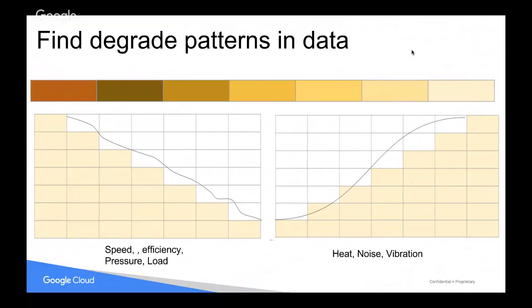Examples are, many times when machines get older, they produce more heat, noise, and vibration. Sometimes their speed gets reduced, their efficiency gets reduced, they start taking lesser load. Those are the features which have higher predictive power, and these are the first things we should look for: which features can show the degrade pattern.